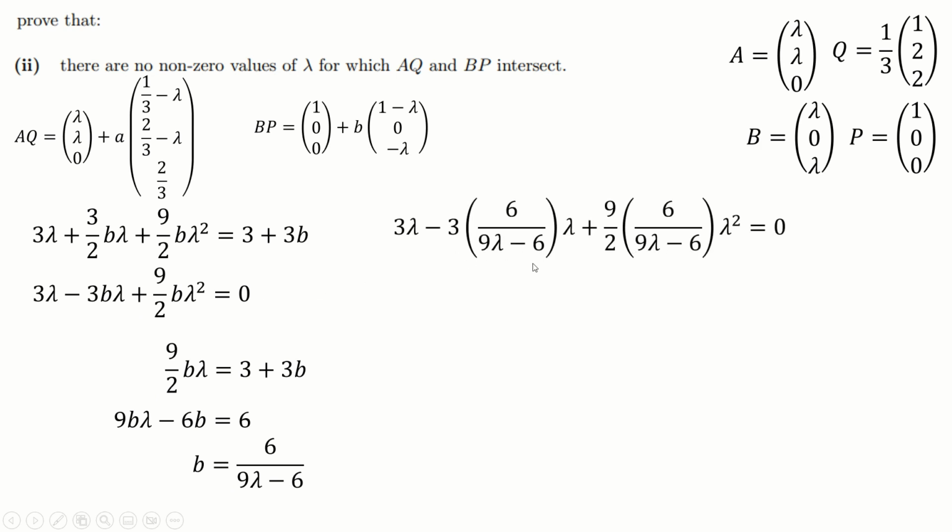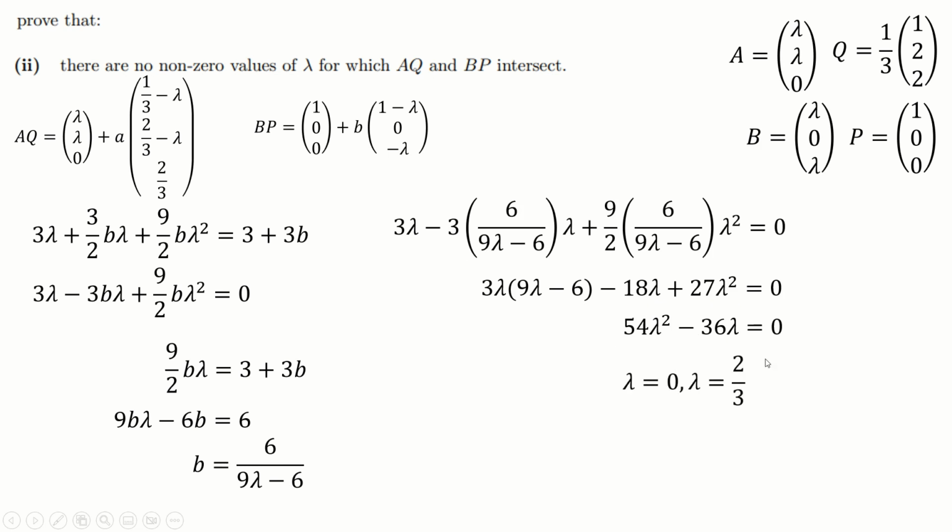Times everything by 9 lambda minus 6, of course. Seems like a sensible thing to do here. We end up with this. Looks good. And then, of course, we can expand out and rearrange and collect, and then factorize out the lambda and get answers of lambda equals 0, or lambda equals 36/54, which is 2/3.